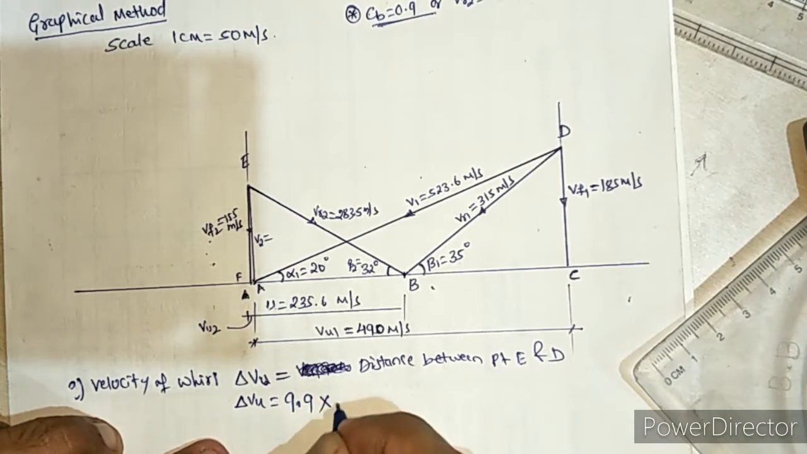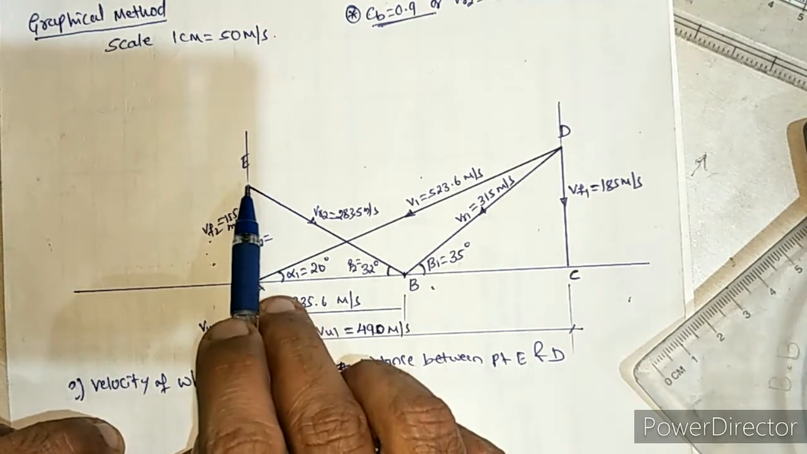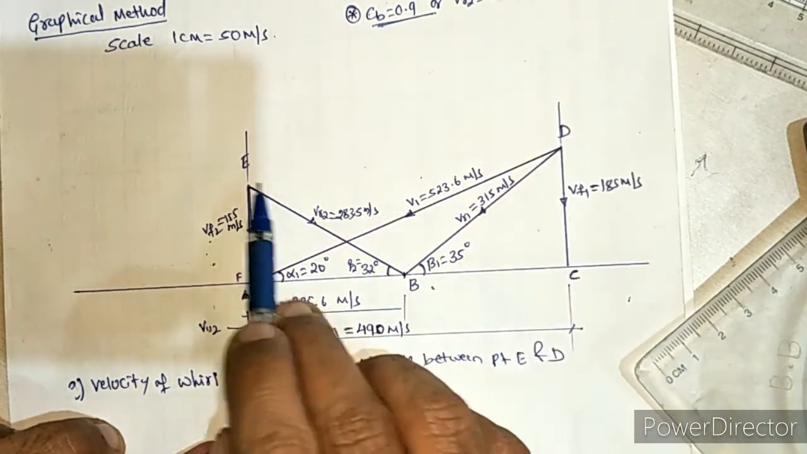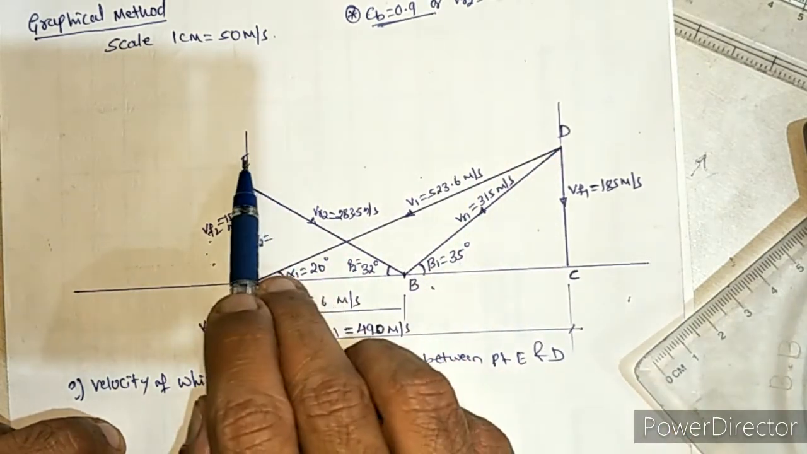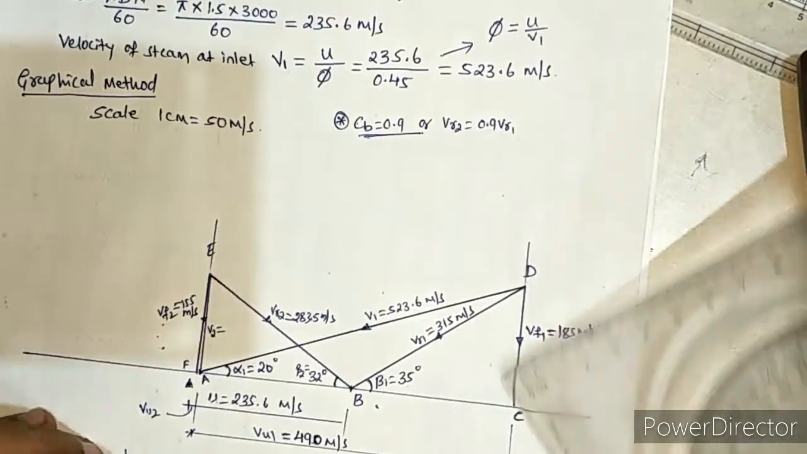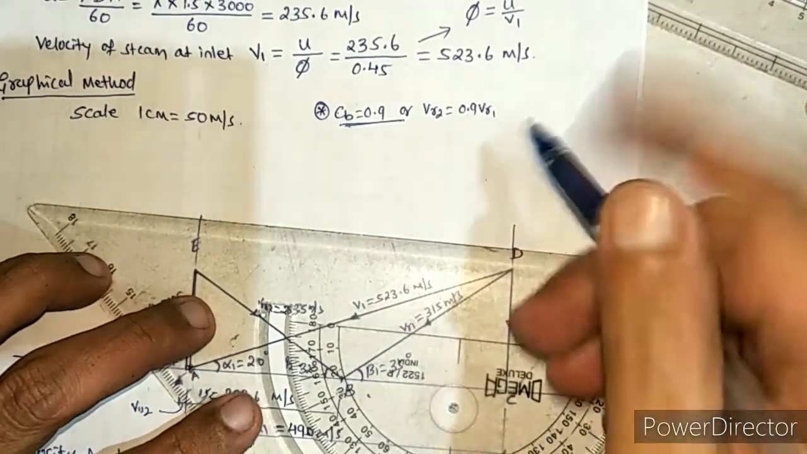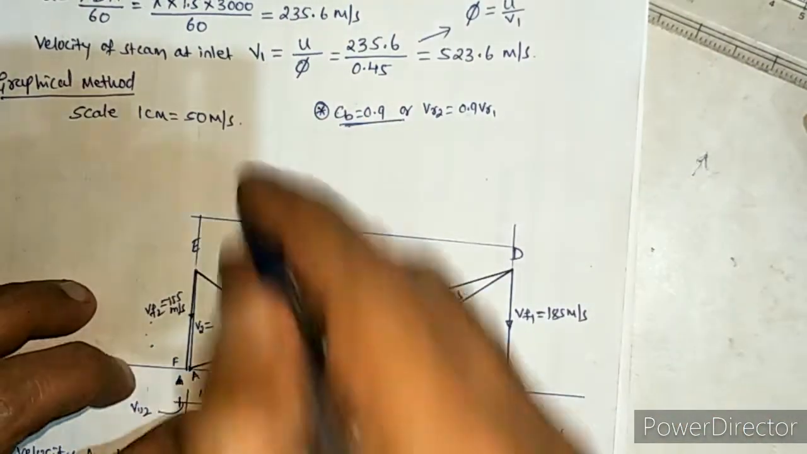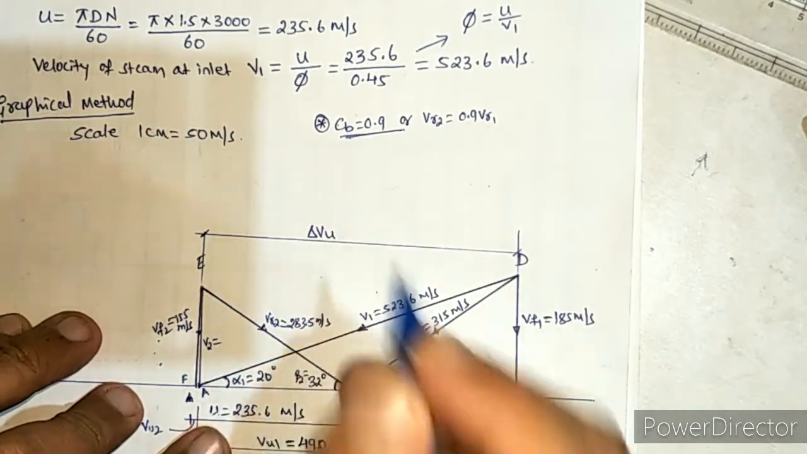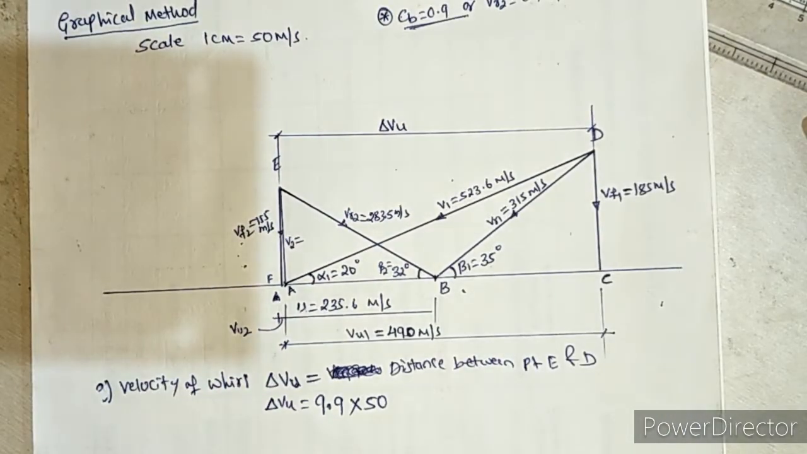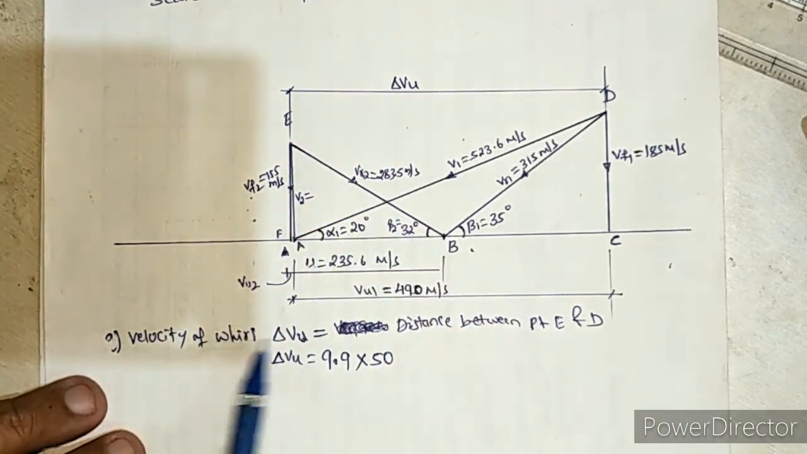So delta VU is equal to 9.9 multiplied by 50. 9.9 is the distance between the point E and D. It is the horizontal distance, not the inclined distance, from the apex. So better I will draw a line over here so that it will be easy for you to understand. So this is delta VU, which is nothing but the velocity of whirl.